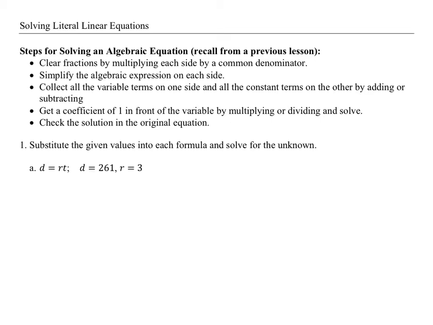We're going to be solving more equations in a little different way. So I'm just going to jump into it, and here we go. Number one is we are going to substitute in the given values to each formula and solve for the one that we don't know. So in part A, we're going to do distance is equal to RT, or D is equal to RT, distance equals rate times time.